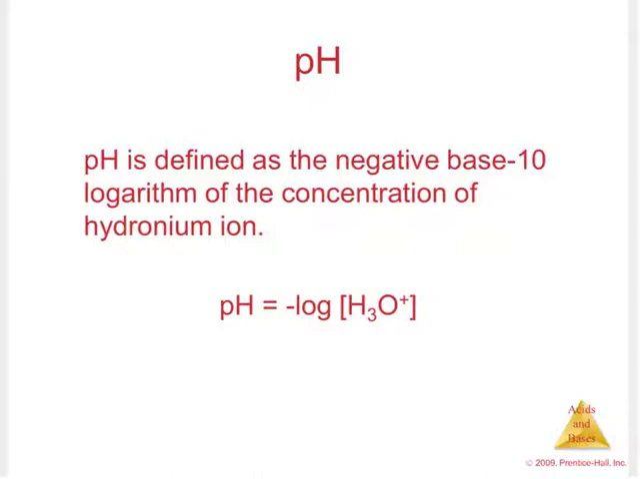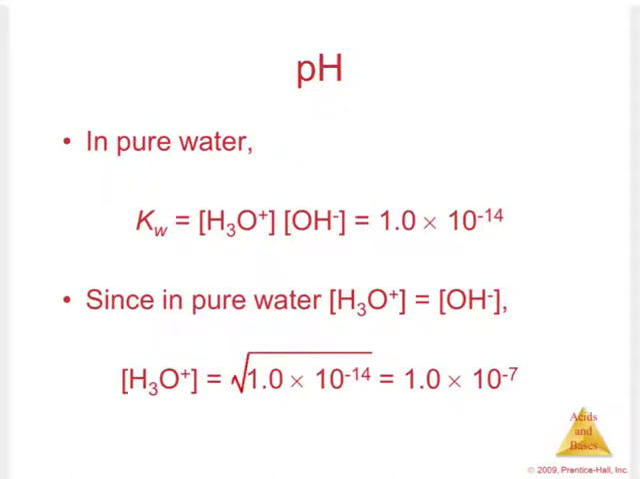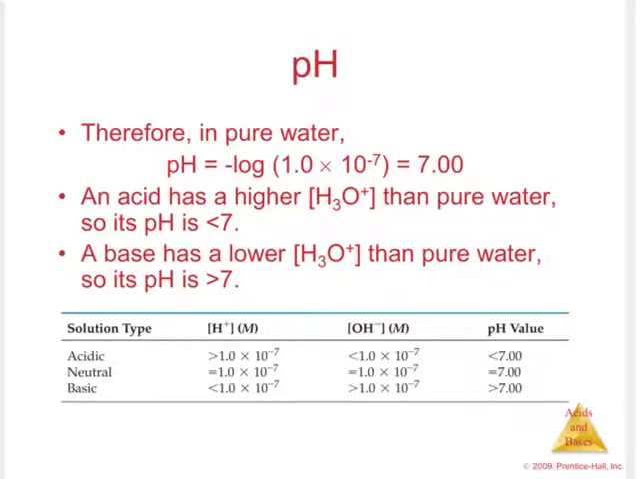pH, by definition, is the negative log of the hydronium ion concentration, or the hydrogen ion concentration. In pure water, since the Kw is 1 times 10 to the negative 14th, and that is the product of the hydrogen and hydroxide ion concentrations, then we can determine what the hydrogen ion concentration would be by taking the square root of that number, and we would get 1 times 10 to the negative 7th. And since the negative log of 1 times 10 to the negative 7th is 7, then we know that in pure water the pH is going to be 7.